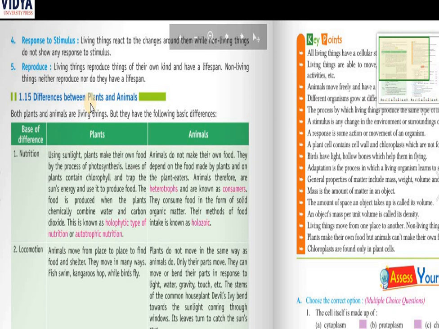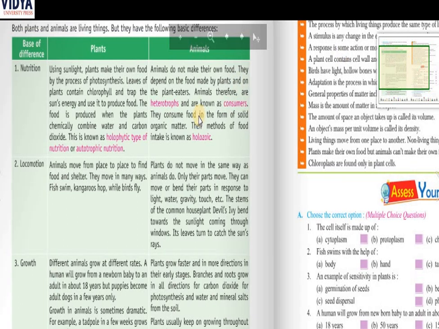Now let's see differences between plants and animals. First column is plants and second column is animals. In nutrition, plants use sunlight to make their own food by the process of photosynthesis. Leaves of the plant contain chlorophyll and trap the sun's energy and use it to produce food. The food is produced when the plant chemically combines water and carbon dioxide. This is known as holophytic or autotrophic nutrition.